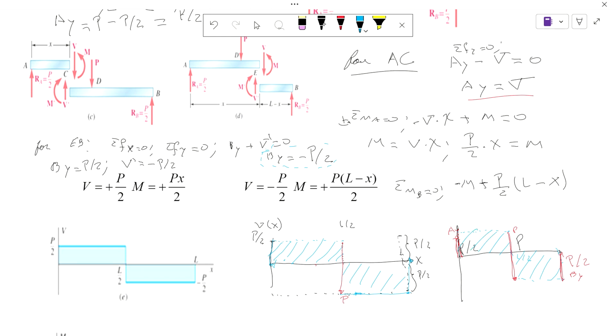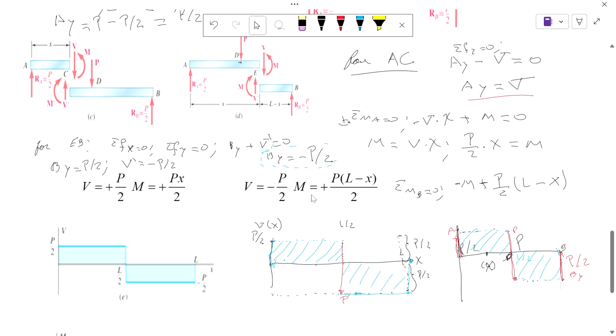So if they ask you for a particular x, you can find that distance as a variable x, and find what the force is. For this particular case, between A and D, where the force is located, you have the same shear force. And between D and B, you have the same shear force. But that's not always the case. In fact, this is the only case where it's completely symmetrical.